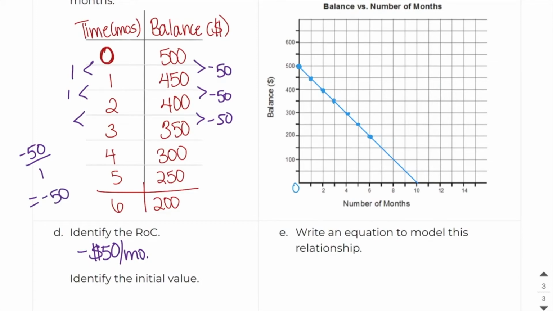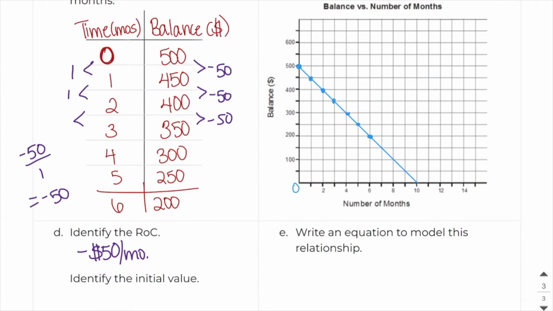Another option that I have is I can do rise over run right here. Let's say I start here and I end here. This went down from 450 to 300, so this went down by negative 150. And then this went over from 1 month to 4 months, so this went over by 3. So we can say it's negative 150 over 3, which is still negative $50 per month. So you have a lot of options for how to find that rate of change.